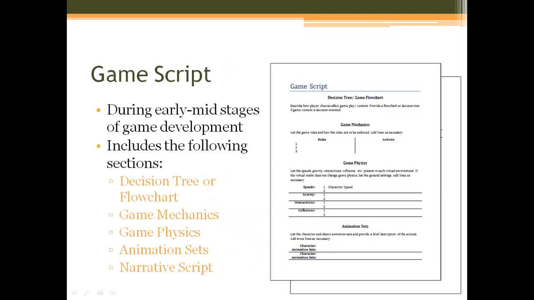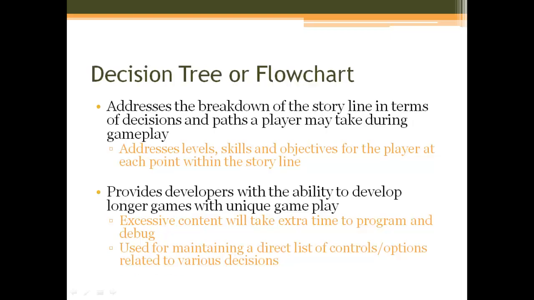Moving to the game script. This document is created during the early to mid stages of game development, and it includes the decision tree or flowchart, the game mechanics, the game physics, animation sets, and also the narrative script. The decision tree or flowchart section addresses the breakdown of the storyline in terms of decisions and paths a player may take during the game.